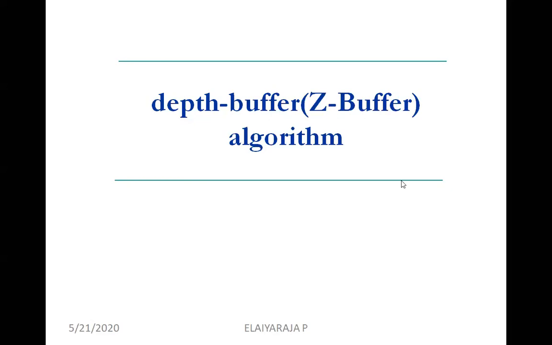Buffer algorithm. We used to call it the Z buffer algorithm. Why? Because we consider the Z element, which means the depth element, for visible surface detection. Here, when we are considering the Z value, we also count the distance from the viewer point. That also we consider, so that we can replace the value with respect to the depth value, which we will see now.